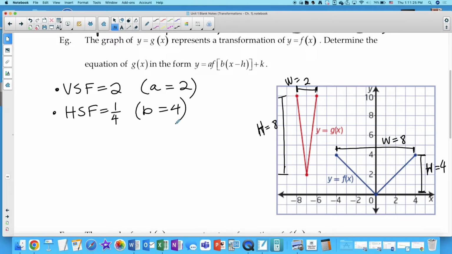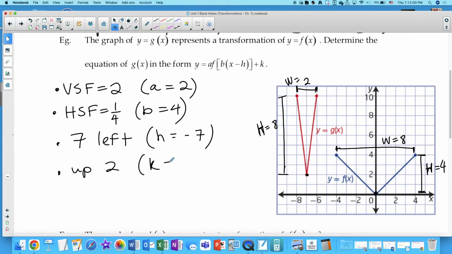Now translations. What point would you look at to figure out the translations? The origin. Yeah, this happens to also be the vertex, so we can clearly see where the vertex has moved to. And it looks like it has gone 7 left and up 2. So left, that's h. H is -7. This is k. K is 2.